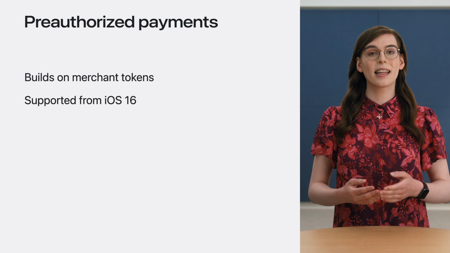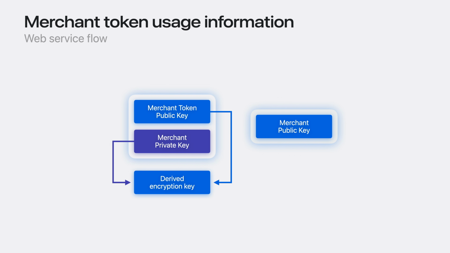Before starting the flow for any tokens, generate and persist a merchant public-private key pair. This will be used as part of the encryption for every bundle across all of your customers. When starting a flow, first fetch a merchant token public key from the Apple Pay server. Then combine the fetched merchant token public key with your generated merchant private key using HPKE in auth mode to make a derived encryption key.